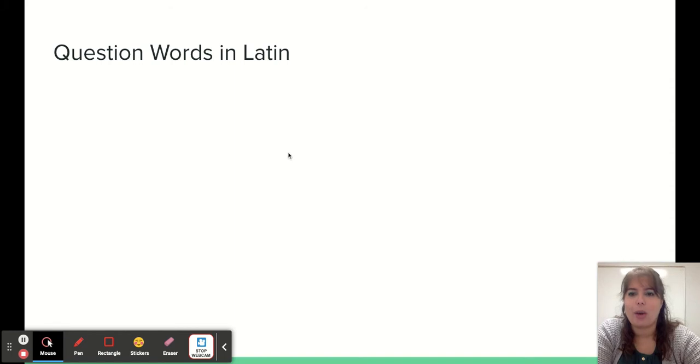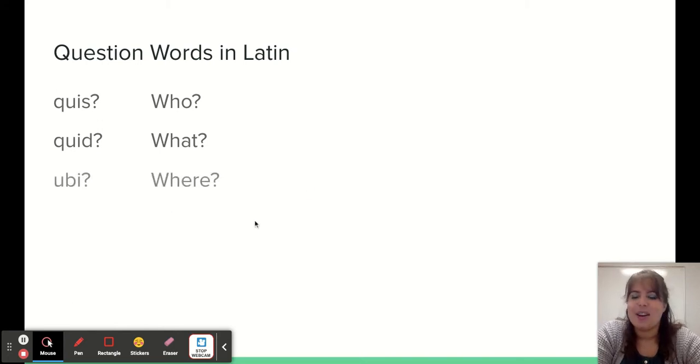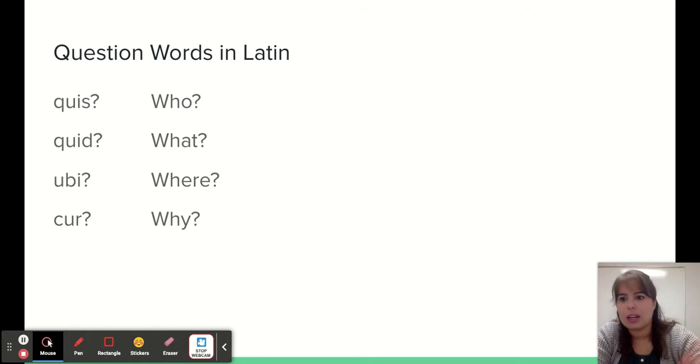Let's jump into it. We've got question words in Latin. Here are a few of the question words that we've already learned. We have quis, which is how we ask who. We have quid, which is what. We have ubi, meaning where. And then we have cur, meaning why. These are some of the question words we've been seeing throughout the chapters we've been reading. You should be fairly familiar with these by now. We've seen them quite a bit.